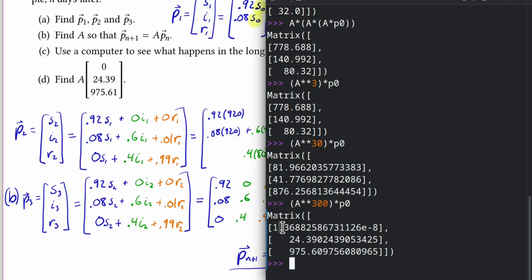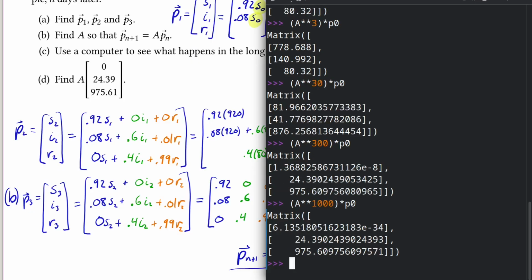All right, so this is 1.36 times 10 to the power negative 8. So that's actually 0. So there's now basically 0 people susceptible. There's still 24 people infected, but most everybody's recovered. So is it always going to be about 975 people recovered and 24 people infected? Let's see what happens after some more days, like maybe 1,000 days later. It's about the same. Interesting.